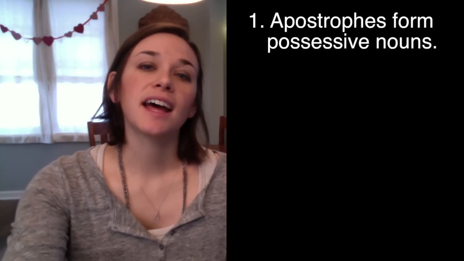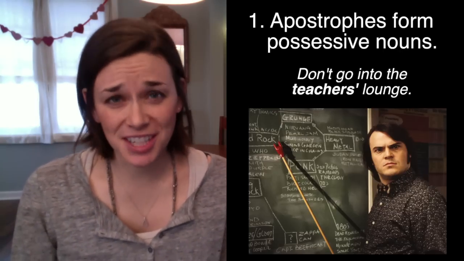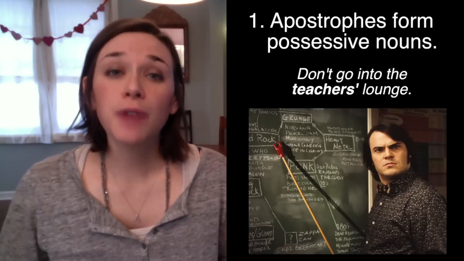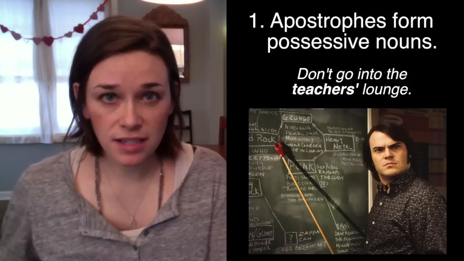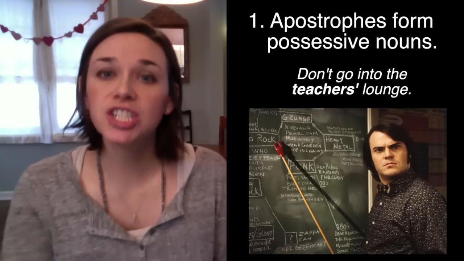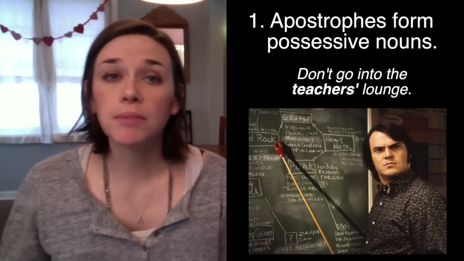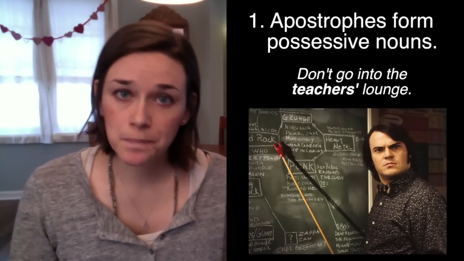Let's say that you are a teacher and you say to your students, don't go into the teachers' lounge. You have made the noun teachers possessive by adding an apostrophe at the end. Teachers' lounge with an apostrophe means that the lounge belongs to the teachers.